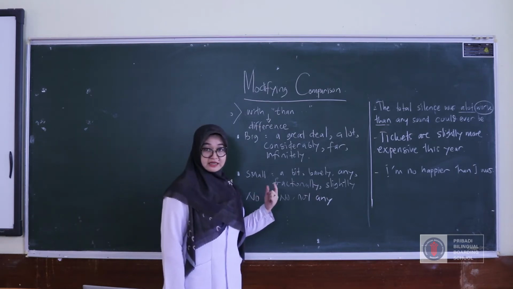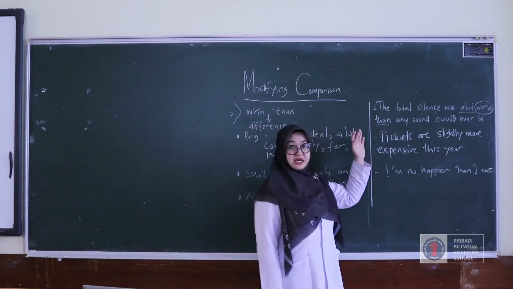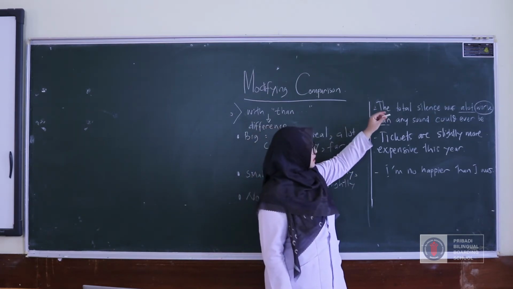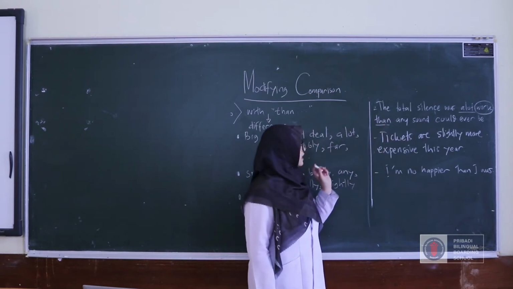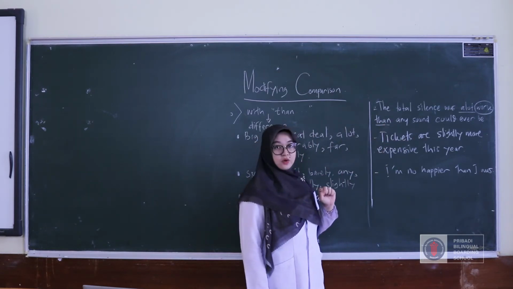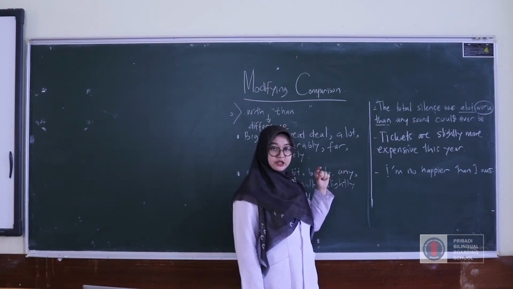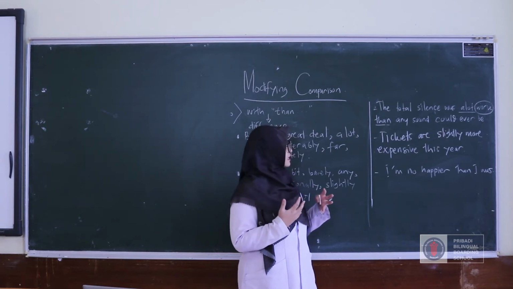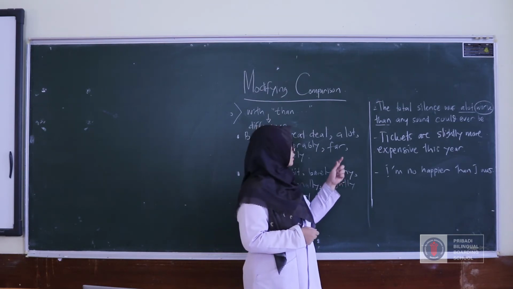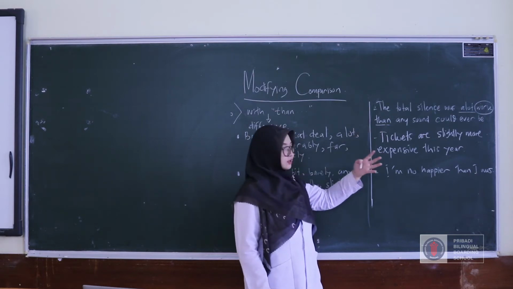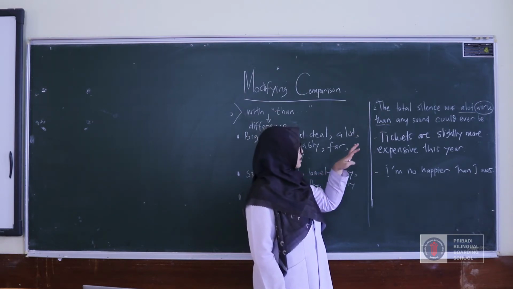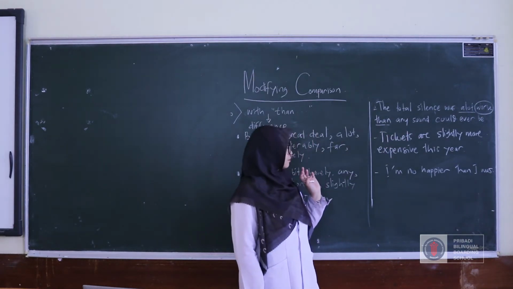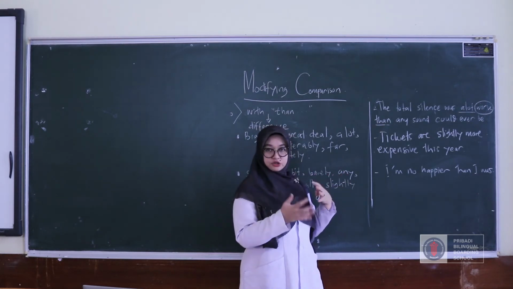Now let's take a look at the examples. For the big difference first, we have: the total silence was a lot worse than any sound could ever be. The word a lot is the addition to modify and show how much worse the silence is. We use the word than, as usual, and then you put another noun that you want to compare there. That shows the big difference.